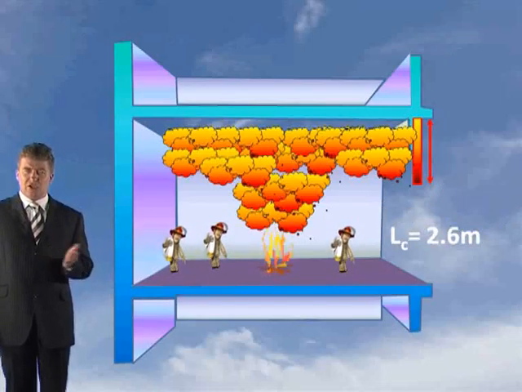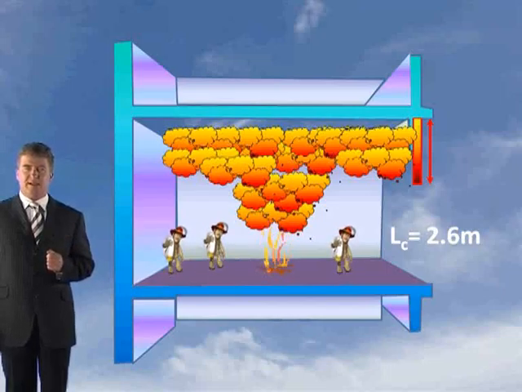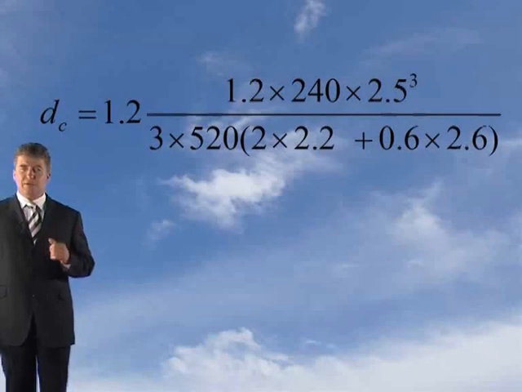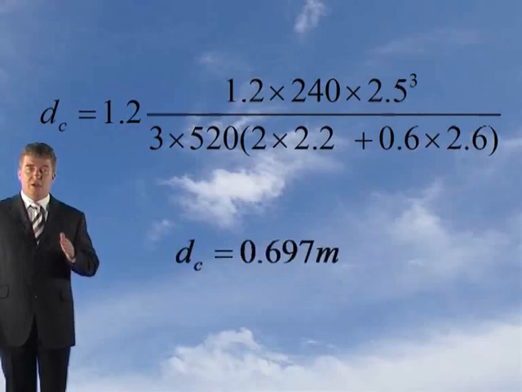Now let's assume that the curtain is 0.1 metres larger than the height of the smoke layer, which is 2.6 metres. Now if you put those variables in this formula, as you can see here, that will give you a deflection of 0.697 metres. That is the deflection. So it's going to deflect by 0.697 metres. Now that's the formula to determine the deflection of the curtain.